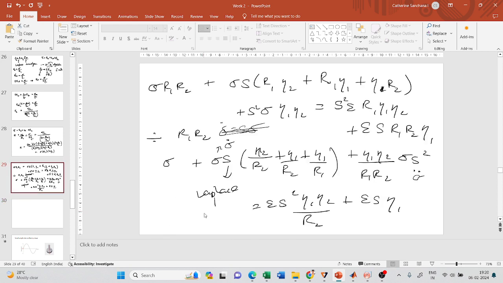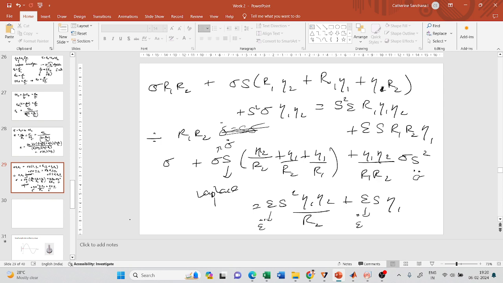So I will just write it here. This will be epsilon dot, and this will be epsilon double dot, because it is epsilon s square, and this will be epsilon dot. Okay. So this is a linear viscoelastic model, right?